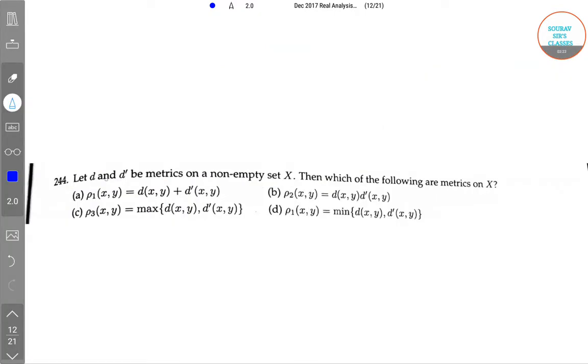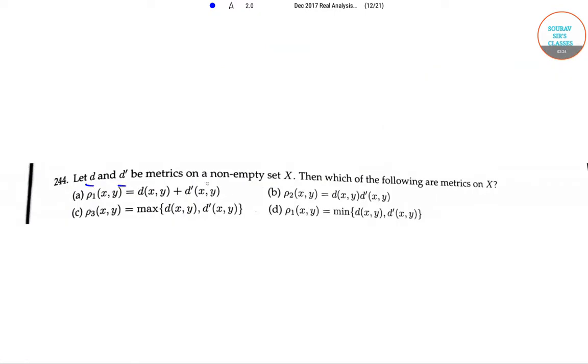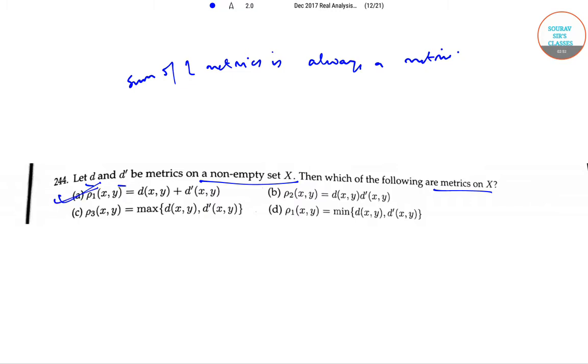The next question is, let d and d' be metrics on a non-empty set X. Then which of the following are metrics on X? Now, for option A, the sum of two metrics is always a metric. So option A is correct.